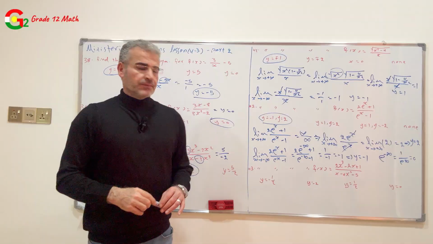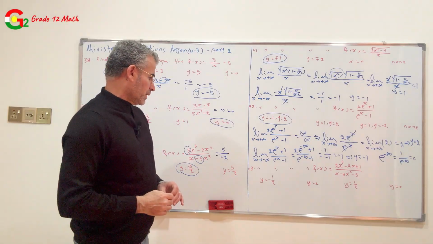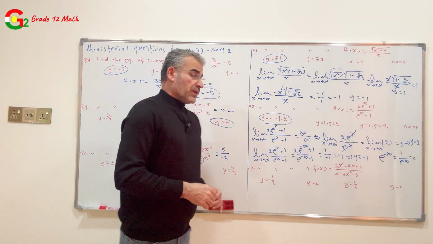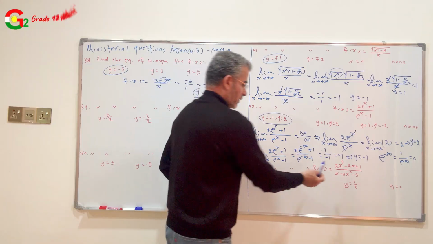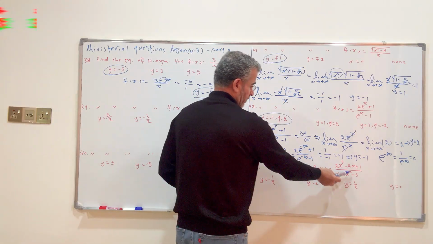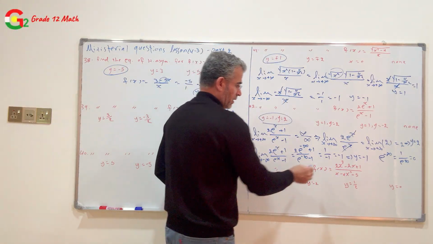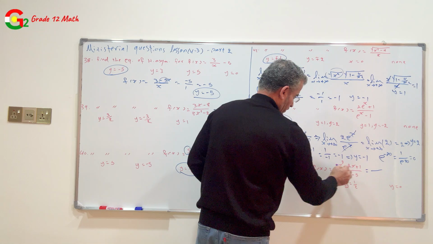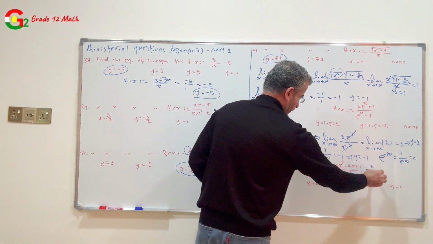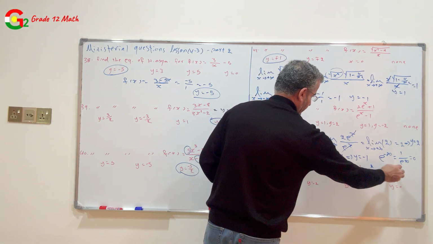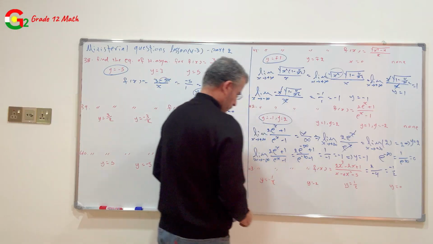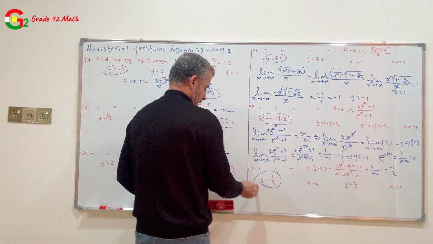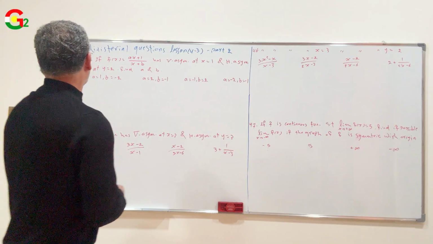Choice A. Question number 43. Find the equation of the horizontal asymptote for this function. The degrees of the numerator and denominator are equal. Therefore, the result will be 2 over negative 4, equal to negative 1 over 2. Choice A.